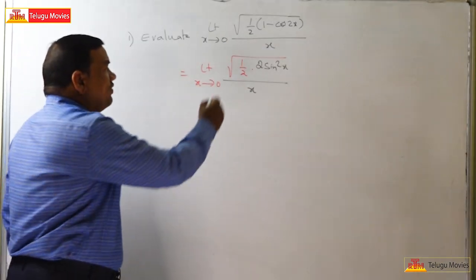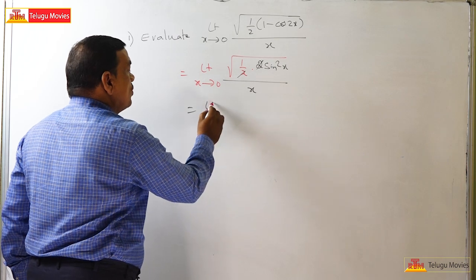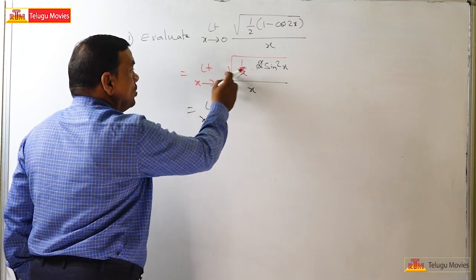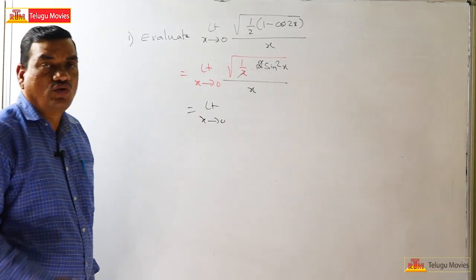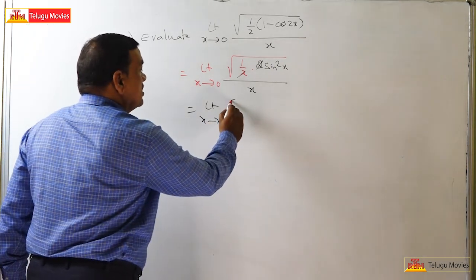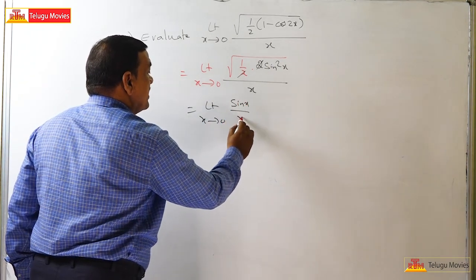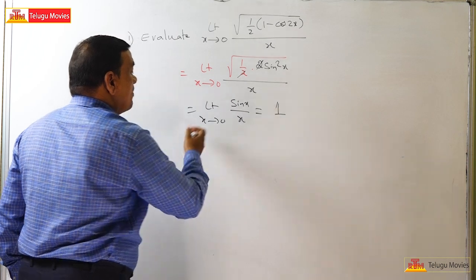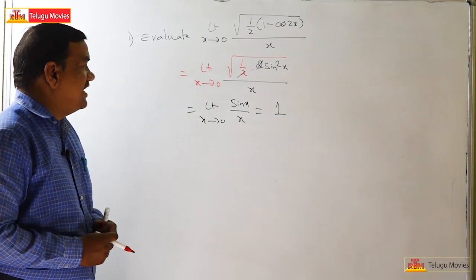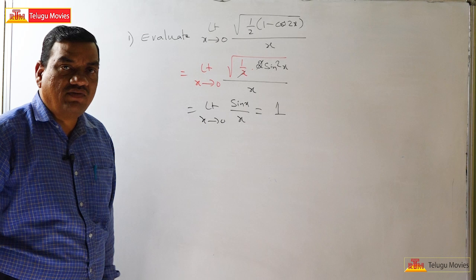Generally the 2 will be cancelled. So this is equal to limit x tends to 0, root of sin square x, and square and square root will get cancelled. Therefore sin x by x. We know the formula, limit x tends to 0 of sin x by x is equal to 1. So they will conclude the option.